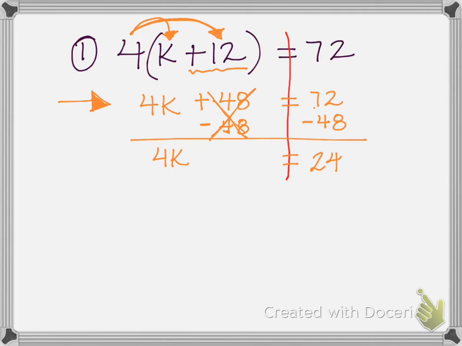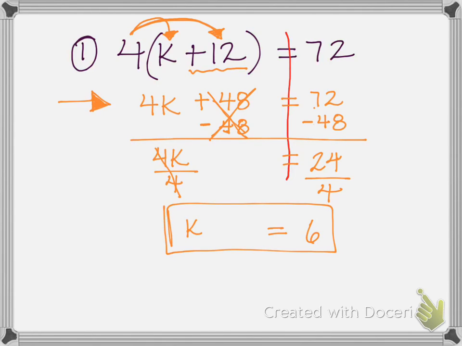So now I have 4 times k equals 24. So I have a multiplication problem. 4 times k equals 24. So I need to do the opposite operation, which is divide by 4, so I can get my variable k by itself. 4 divided by 4 cancels out to 1k, which equals 24 divided by 4, which is 6. So that is how you are solving fully with the distributive property for a two-step equation. Once you distribute, you have now made a two-step equation, and then you can just solve for your variable.